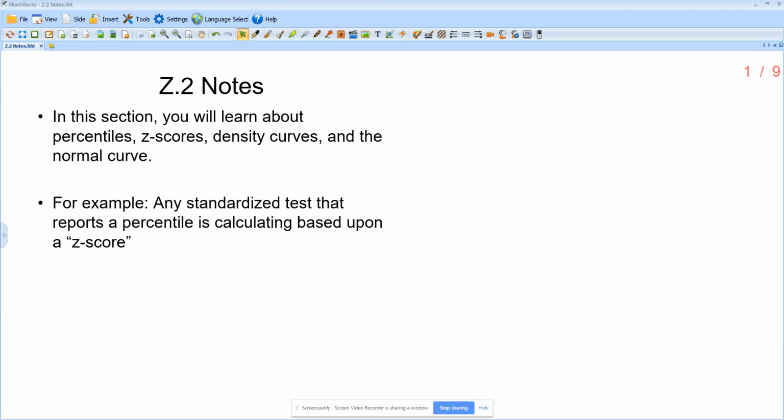Welcome. Section Z.2. What we're going to be talking about is percentiles, z-scores, density curves, and the normal curve. Particularly, we're really looking at percentiles.